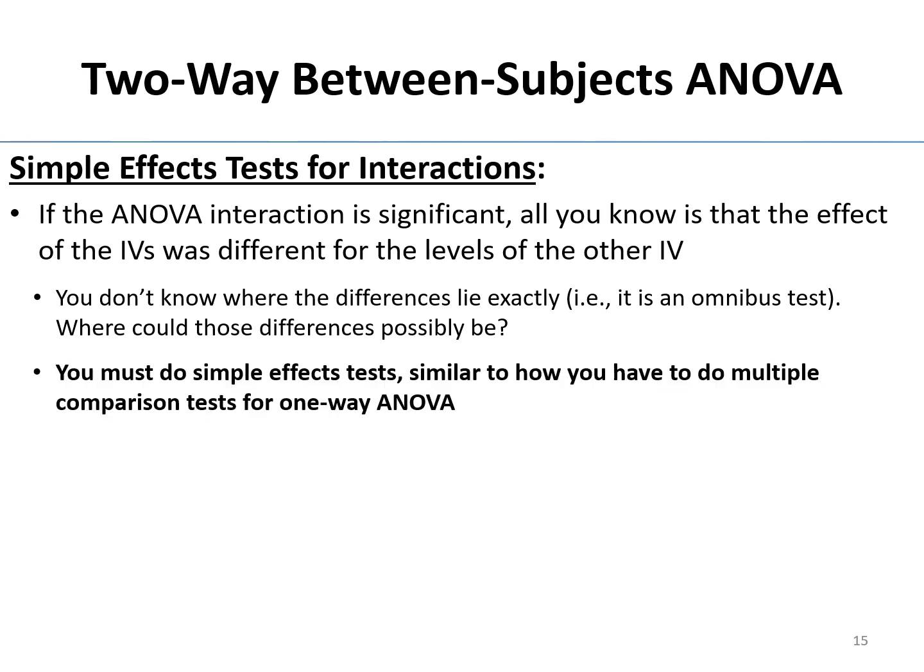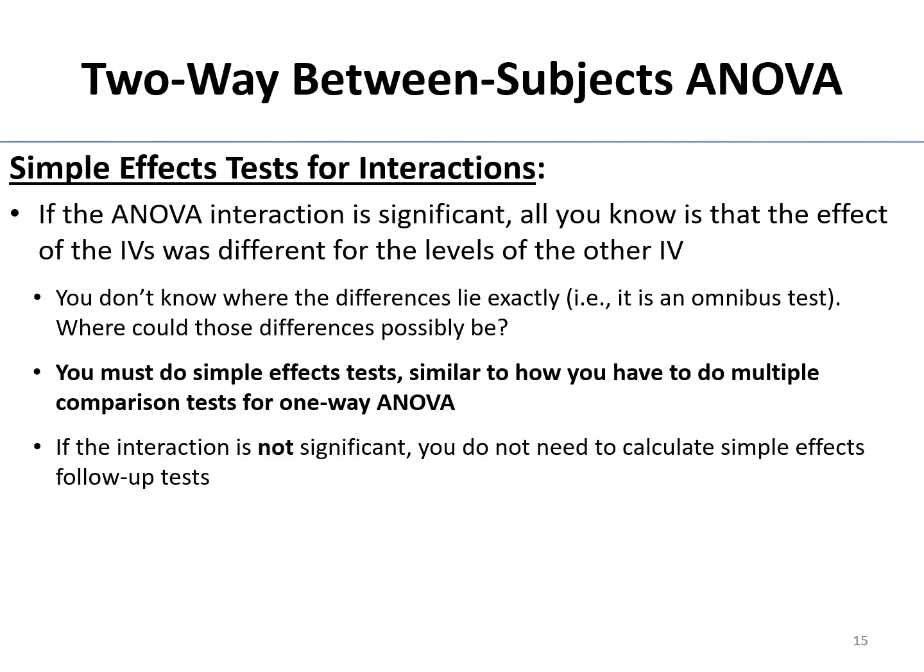So where might those differences be? Well, you got to do these things called simple effects tests, or SPSS does anyway. They are similar to how you have to do multiple comparison tests for one-way ANOVA, post hoc, that is. So you get an ANOVA table out of this, just like you get an ANOVA table for every ANOVA design we've done. If the interaction is not significant, you're done. There's inadequate evidence suggesting that the effect of one variable differed across the levels of the other. You don't have to do these simple effects tests.